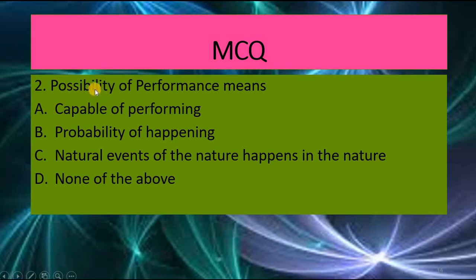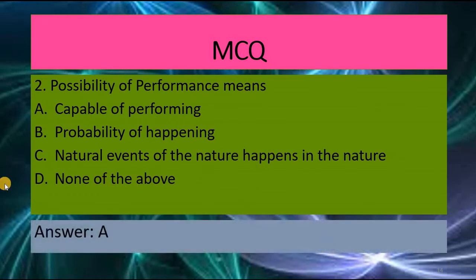The next question. The possibility of performance means: capable of performing, probability of happening or not happening, natural events happening in nature, none of the above. Possibility of performance means a contract should be possible to perform.